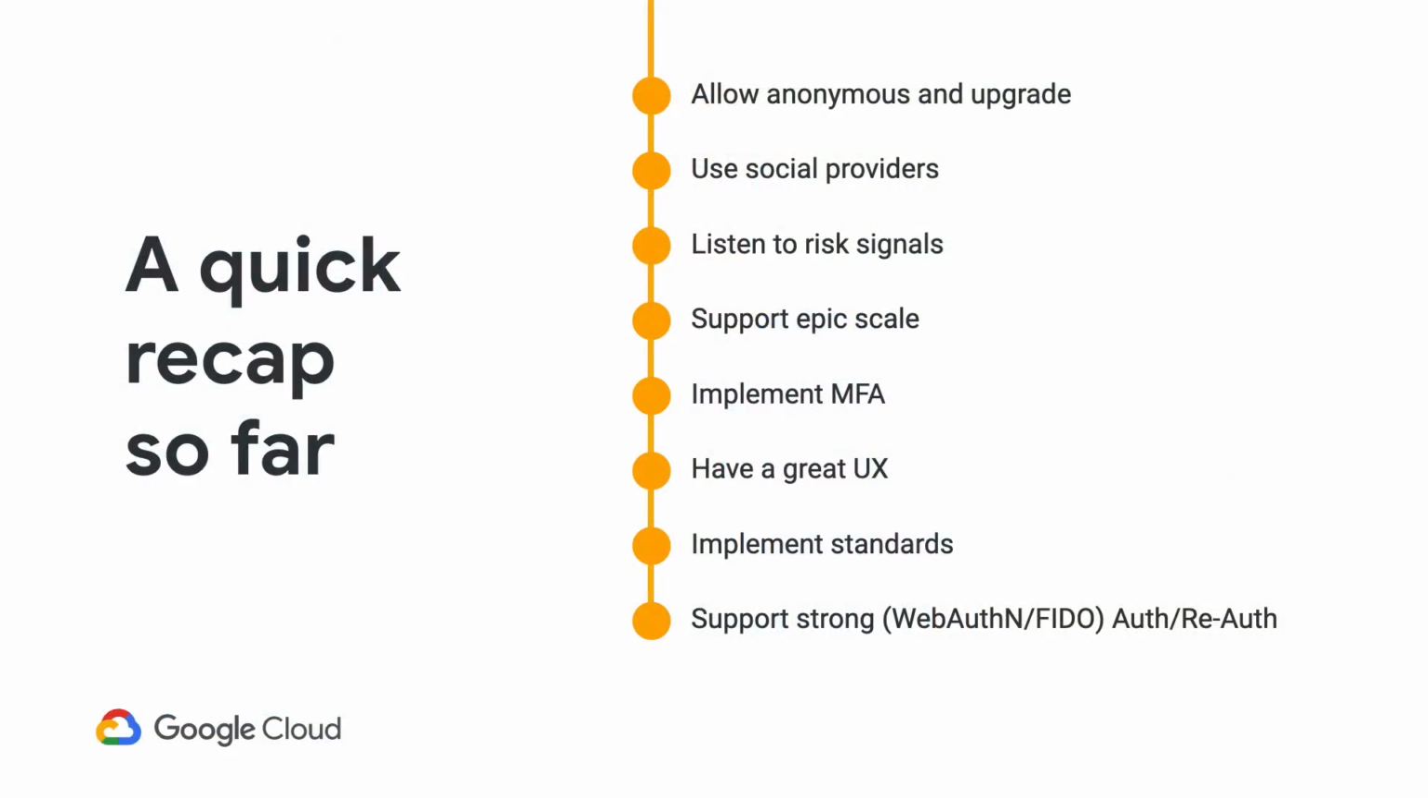So, we've talked about a lot so far. Allowing anonymous accounts to get access to your application, then upgrade when the time seems right. To use social providers so you don't have to store credentials. Listening to risk signals so you don't have to rely on a user just giving username and password to sign in. Supporting epic scale. It's not just tens of thousands of users, it's tens of millions or hundreds of millions even. And so you need to be able to support that sort of scale. You should be implementing MFA, you should have a great user experience, implement standards, and support strong authentication and re-authentication.